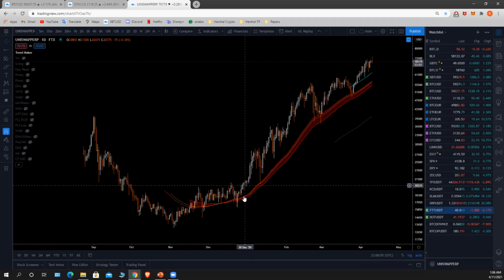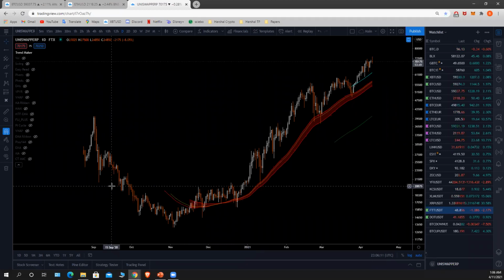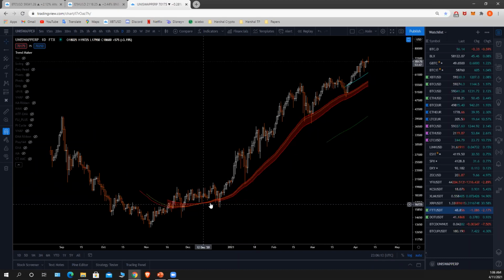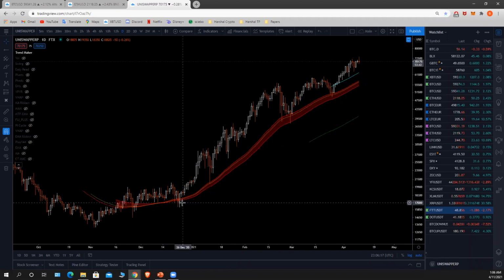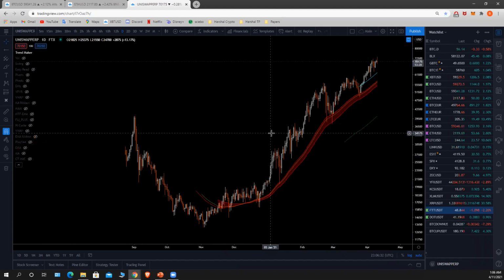So one of the coins which got really famous lately is Uniswap, which has, I think, the least data. But you can see TrendMaker still does the job pretty well. I mean, it already gave you 1, 2, 3, 4, 5 entries on this one. So it does the job even with this limited price action data. Perfect.